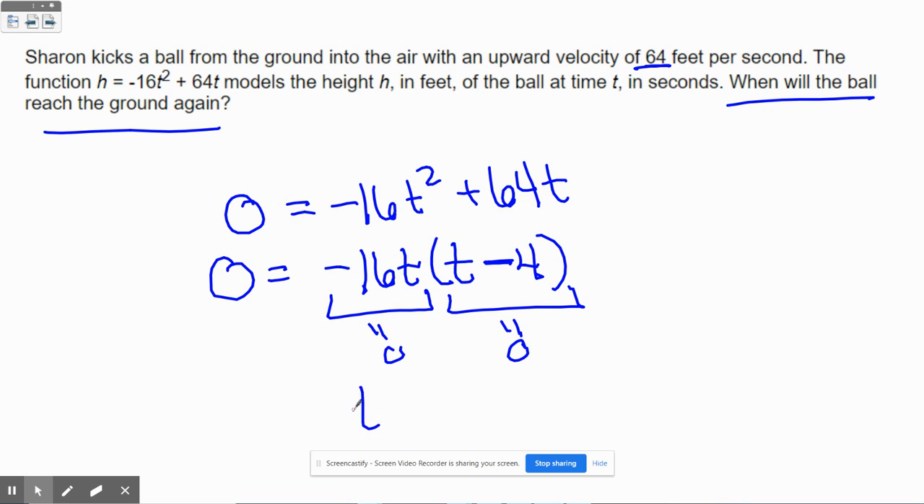Well, for the first guy to equal 0, it is 0, and that's when it started. That's when she kicked the ball. When will it hit the ground again? At 4 seconds. That's when it will hit the ground again.